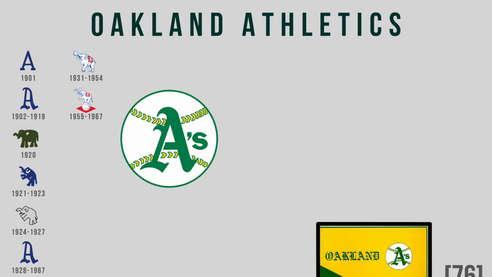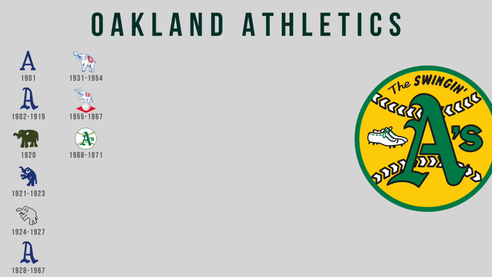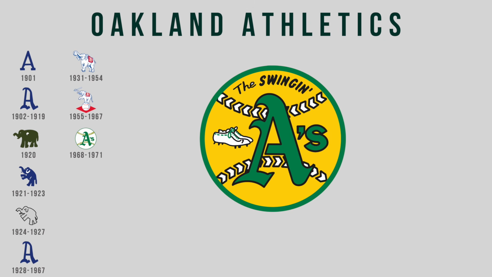By 1972, the team had updated their logo to a yellow baseball, the green A's still in the center. A pair of baseball cleats sits to the left of the A, and the moniker The Swingin' sits across the top, giving us the Swingin' A's.